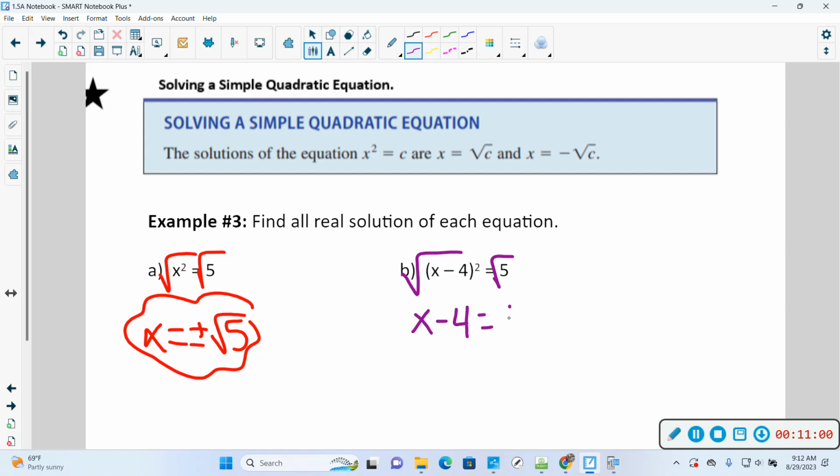Don't forget your plus or minus. We just talked about square root of 5. We're not going to talk about it again. But you have one little extra step. To get x alone, we're just going to add 4 over.